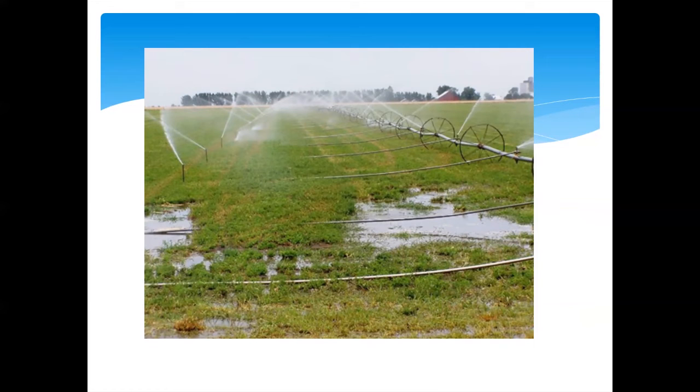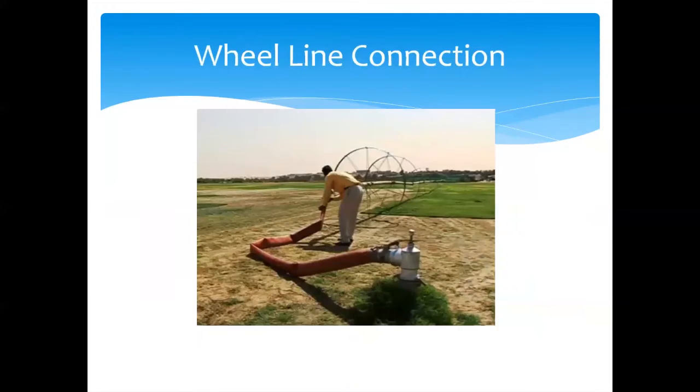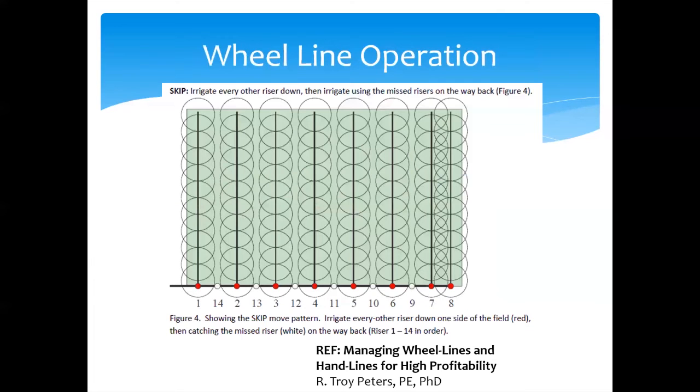Yeah, so the solar one versus a regular one. Next one. Connect it to a similar riser with a flexible hose sometimes, or you can use aluminum line. Next one. Apparently the best way to operate wheel lines is to skip a set and then come back on odd sets. And that gives you just more coverage, better coverage, and it allows the sprinklers to work a little bit better.